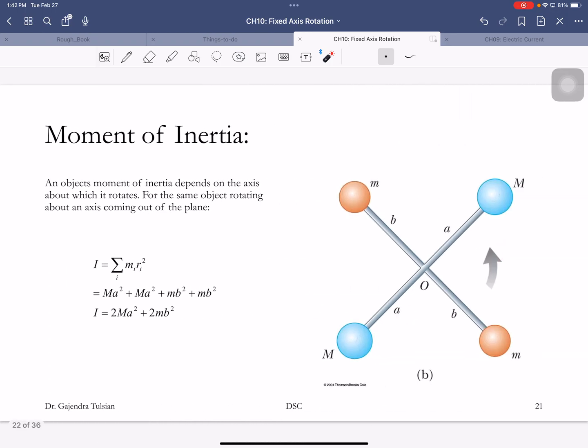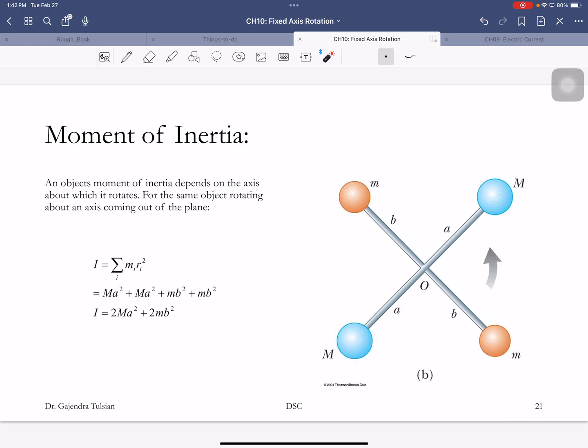For the same object to rotate about that axis, now all four will contribute. This is ma squared, that is ma squared. This will contribute mb squared. Now the moment of inertia is increased by that much for the same object.